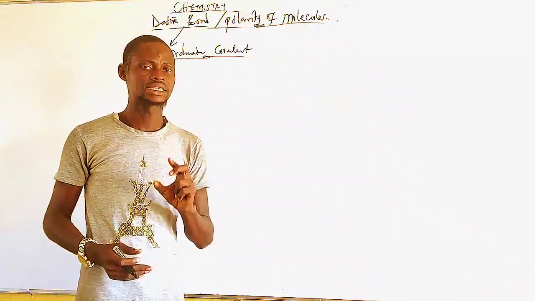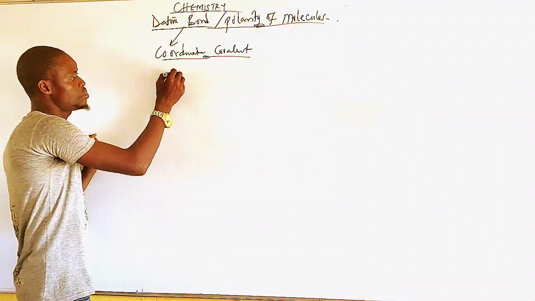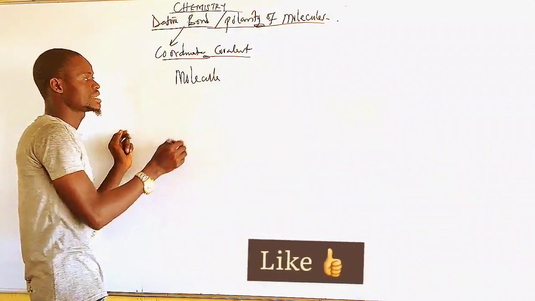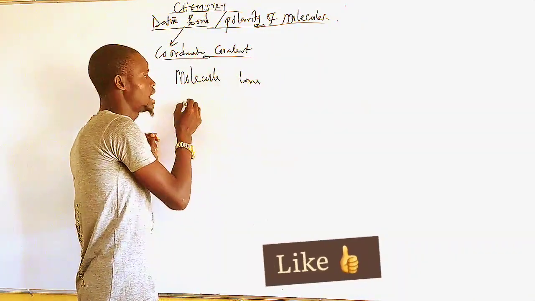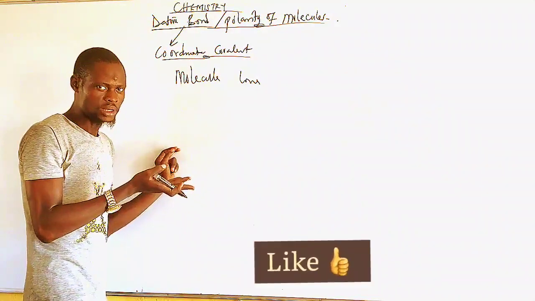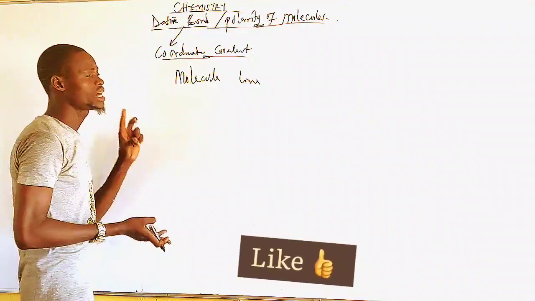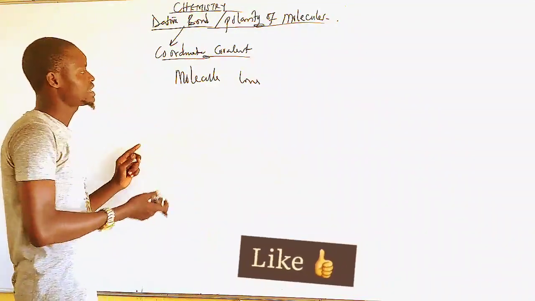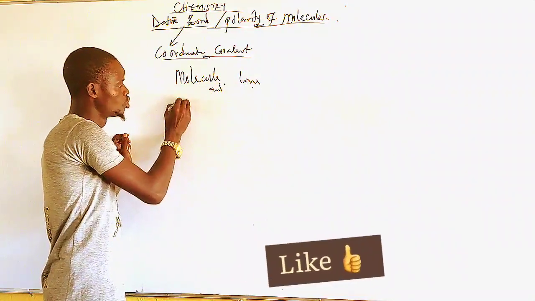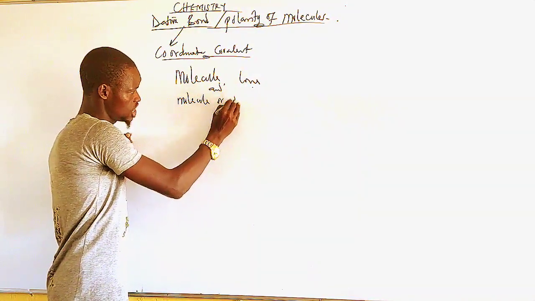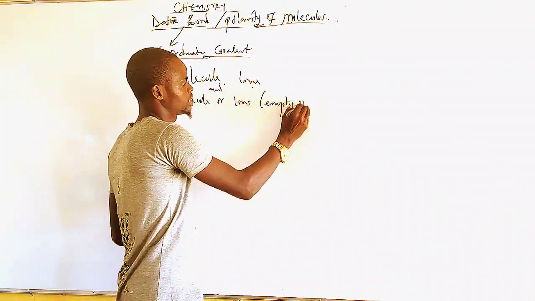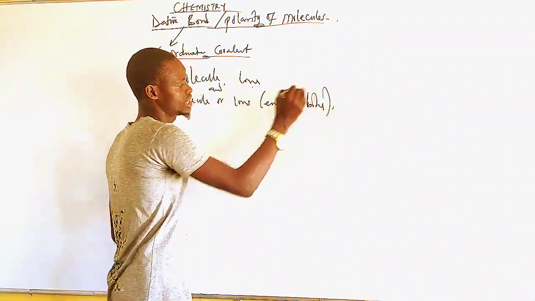is a bond that exists between a molecule that has a lone pair of electrons and another molecule or an ion. Are you with me? Another molecule or an ion with an empty orbital. It's a bond that exists between a molecule with a lone pair of electrons and another molecule or ion with an empty orbital. I think this is a greater definition of it.